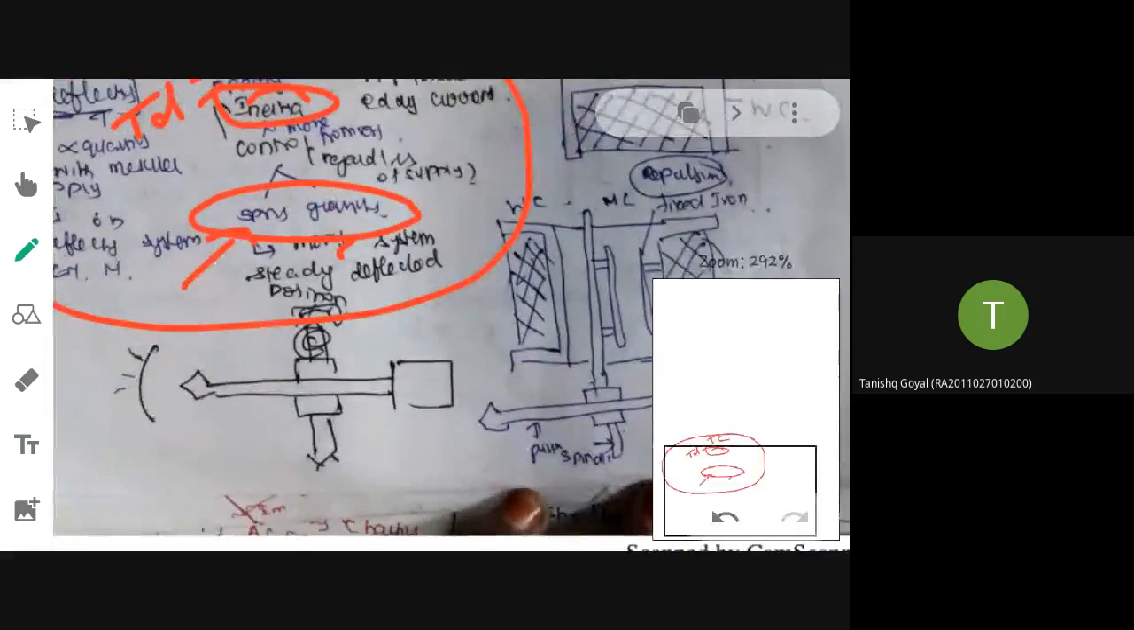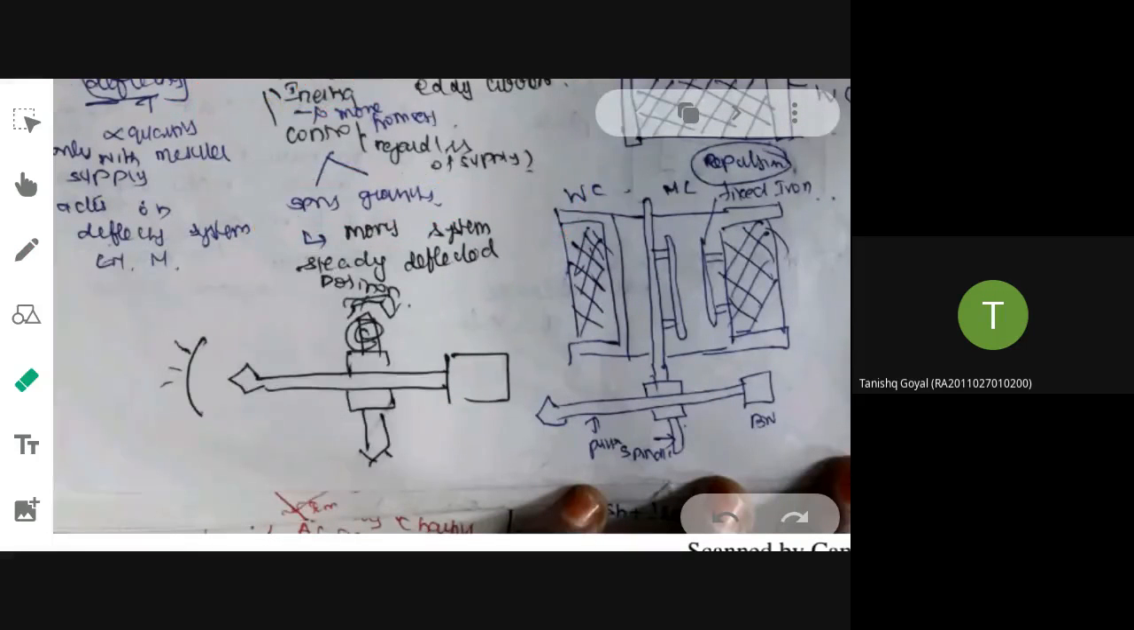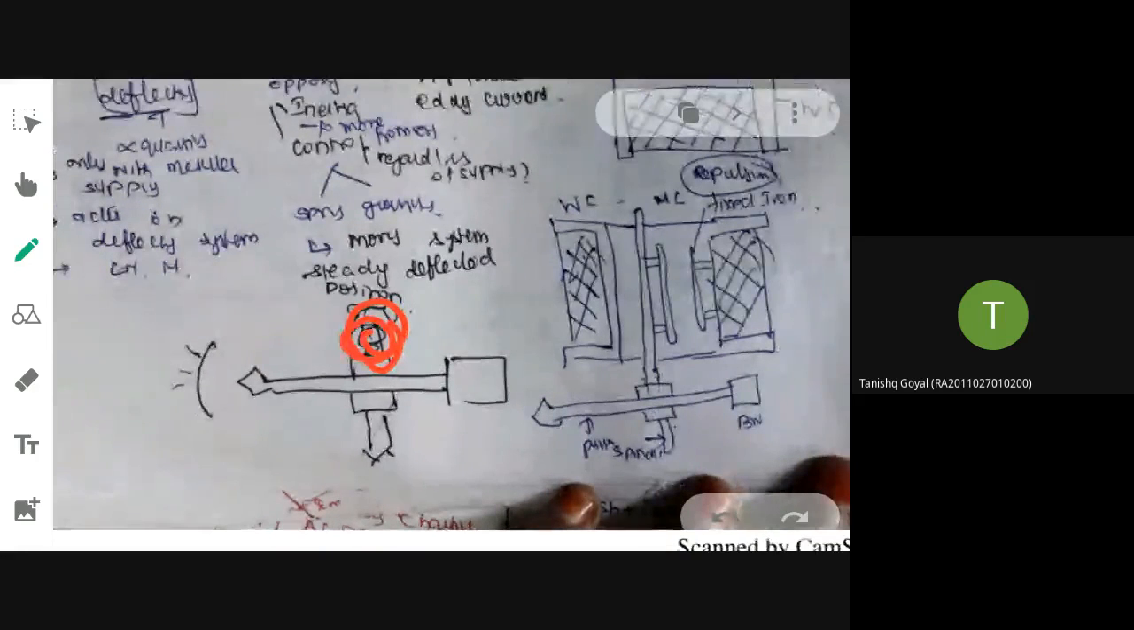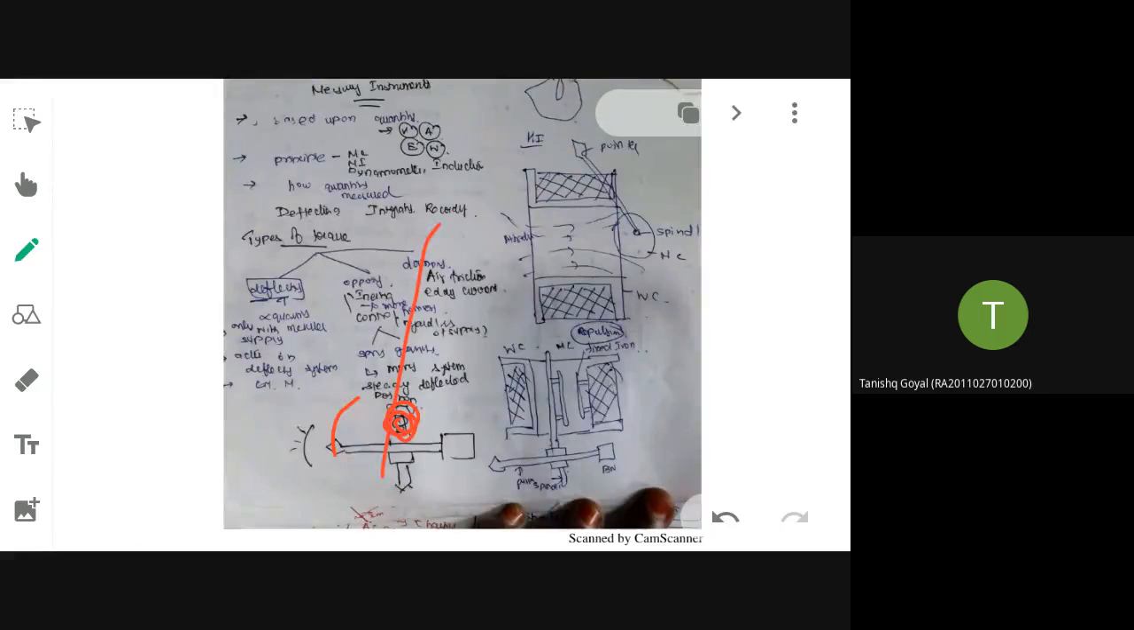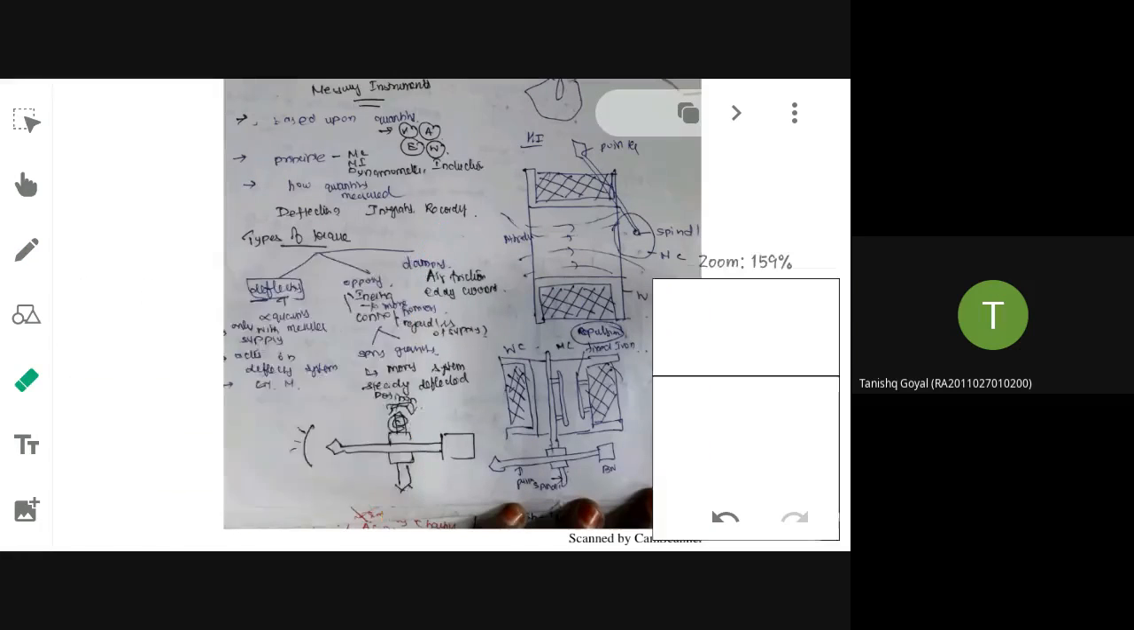If you look at this diagram I am showing here, this is your scale, this is your pointer, the needle, and here you have the spindle, and here you have a spring. So if the needle is made to move up, because of the spring action, it will be pulled down. That is called spring control torque. Next comes your gravity control torque.